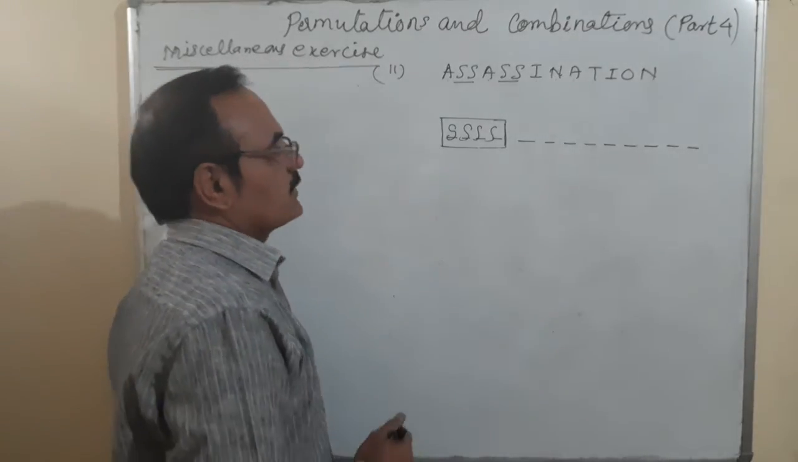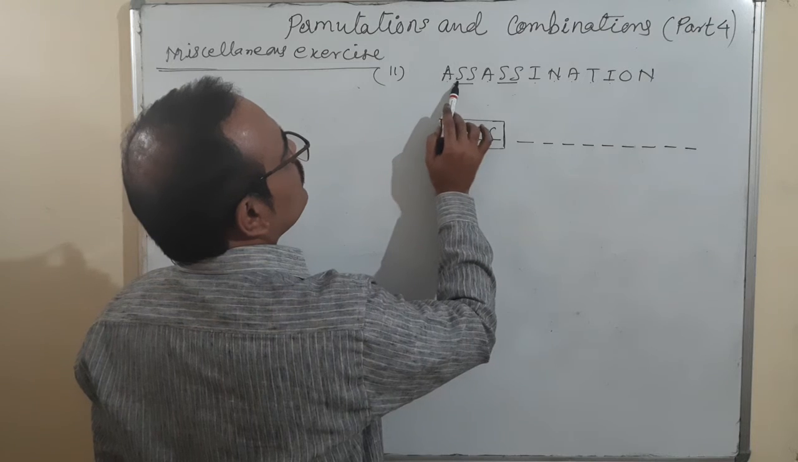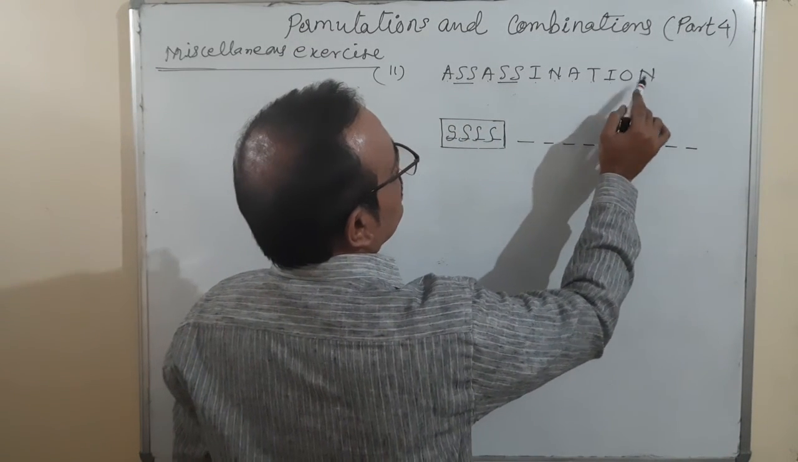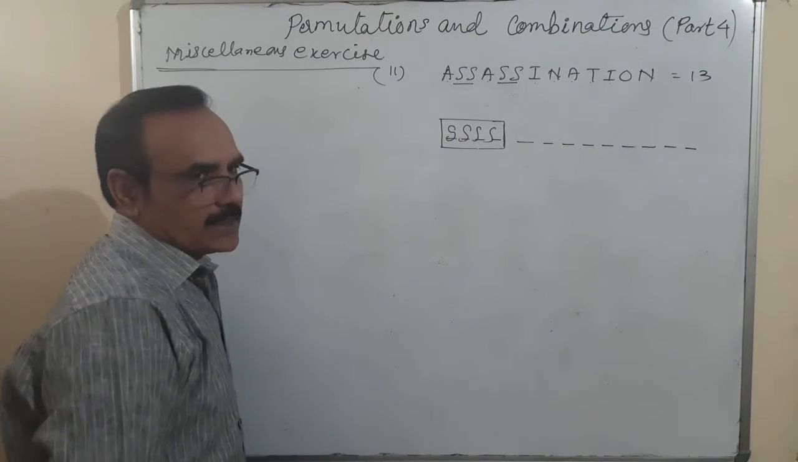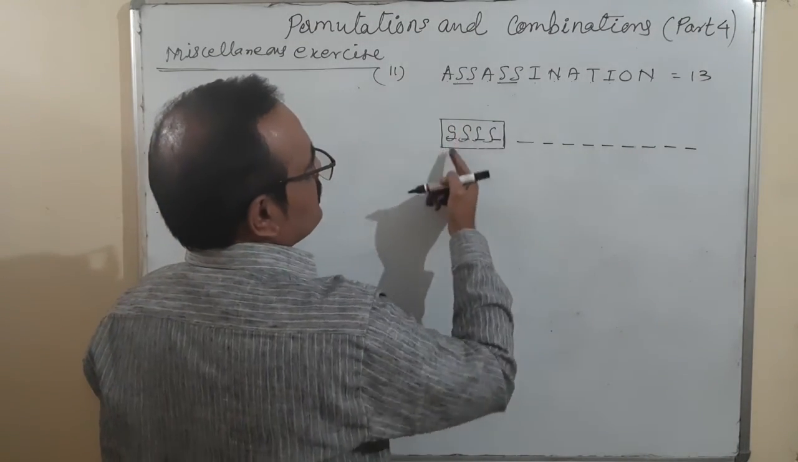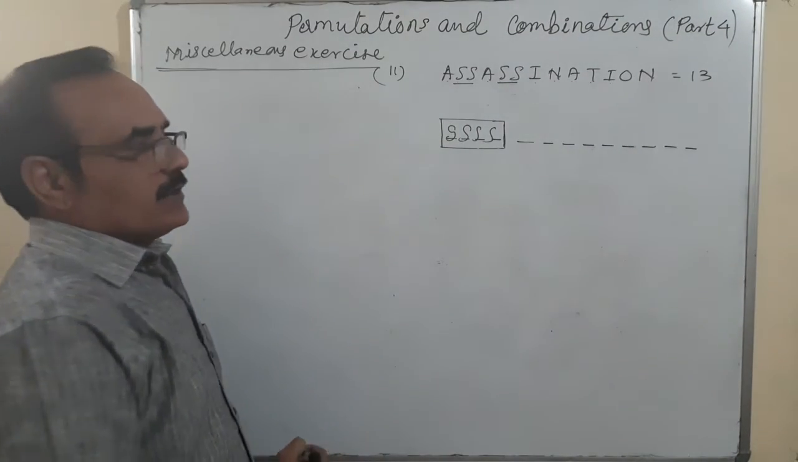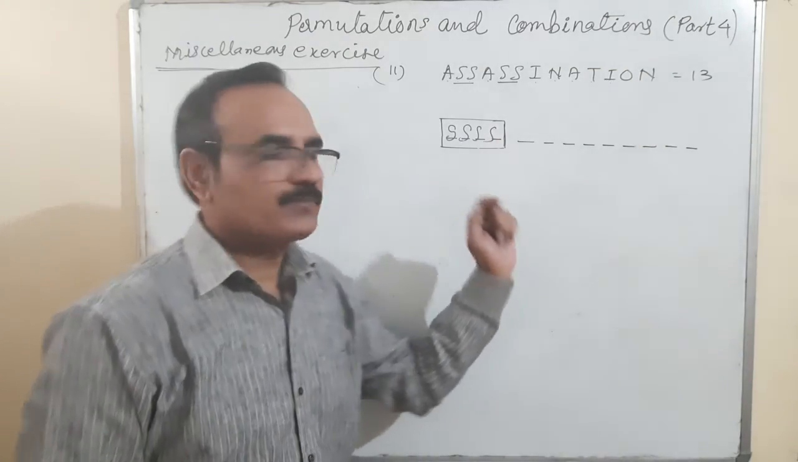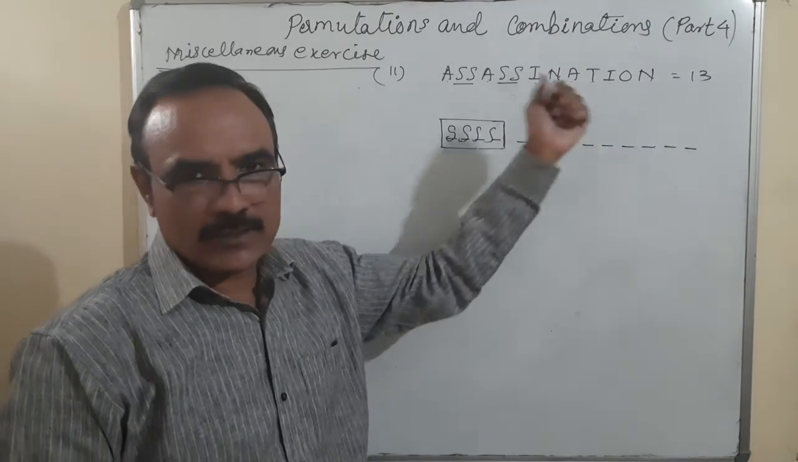Now let us see the other. Total 13 letters are there. The S group is treated as 1, and here are a total of 9 others. So there are 9 plus 1, 10 places. And these 10 places can be filled in factorial 10 ways.